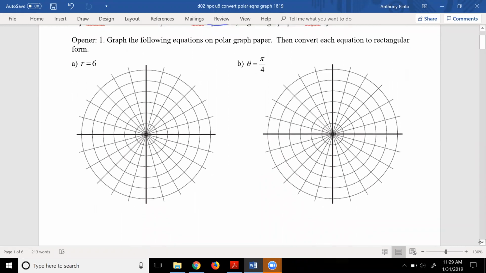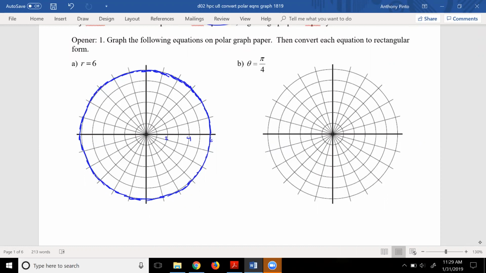So first we have r equals 6. And notice how it doesn't give us an angle. All it tells us is that r equals 6. So if we say this is 2, 4, 6, so 6 is our last concentric circle. All this basically is just a circle, because again, it doesn't tell us the angle. So at all of these points is where r is equal to 6. And that's our graph.